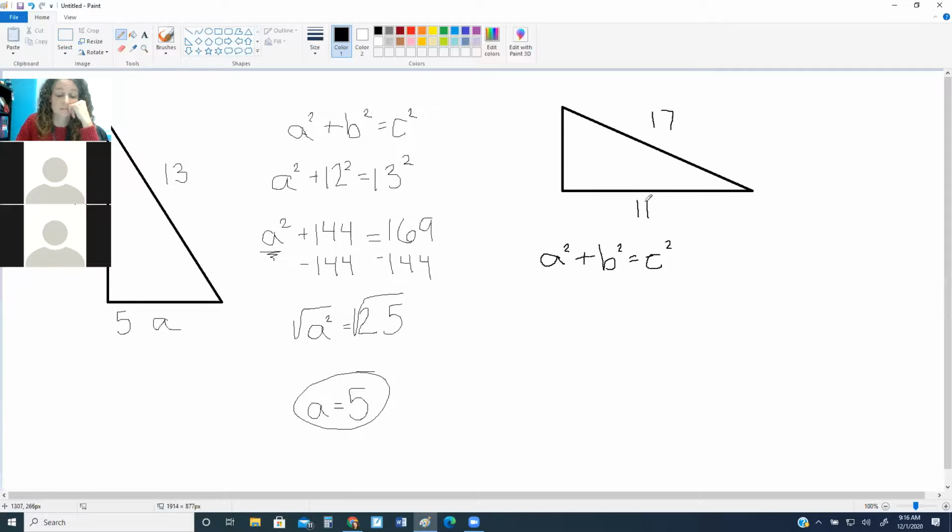Could it be 11? It could be. Yeah, sure. But if a is 11, then we don't know b. If b is 11, then we don't know a. It doesn't matter which one's the a and the b. But c matters. C is 17.